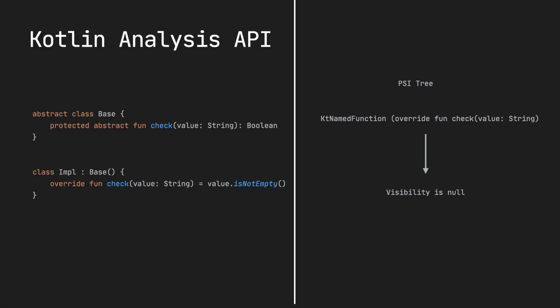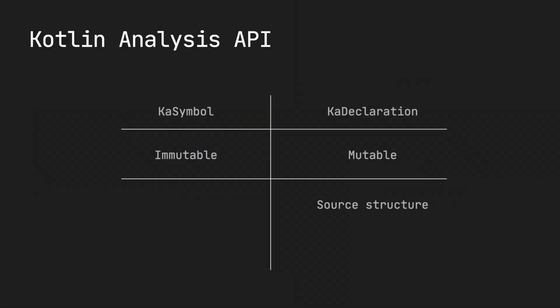This is where the analysis comes in. In the analysis, I could ensure that this function is protected. It has to look at the overall code relationship in order to figure this out. That's what analysis does. So the KT declaration represents the source structure, but the KA symbol gives me semantic information regardless of the origin, as we just saw. We could get visibility information from the analysis and ensure what it is.